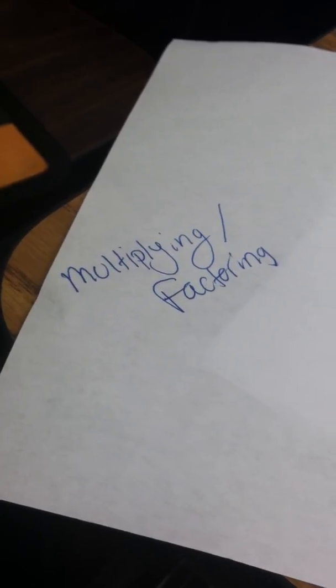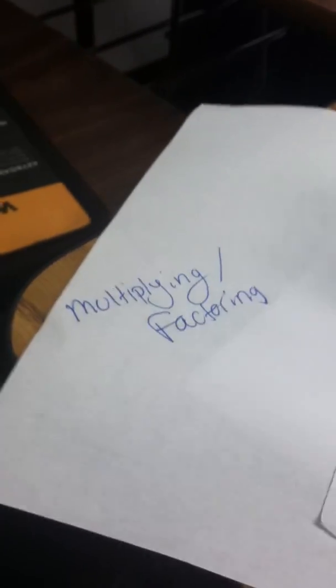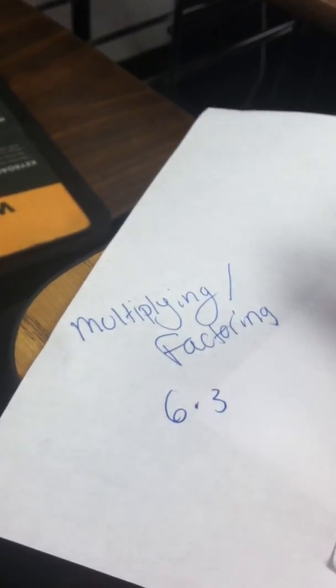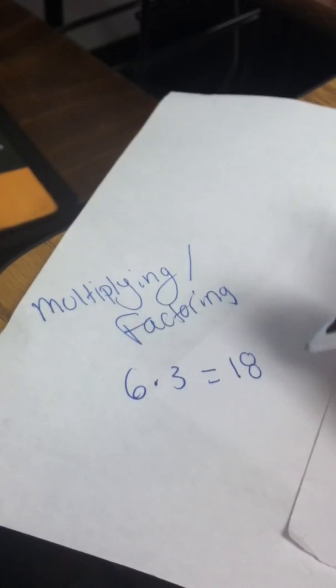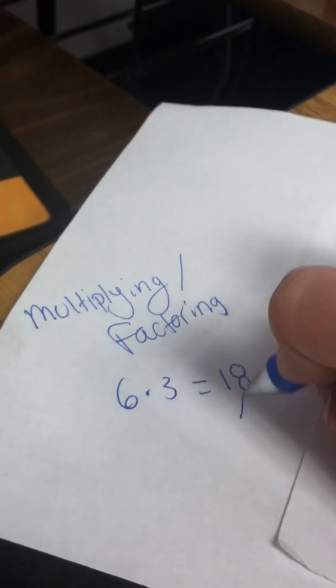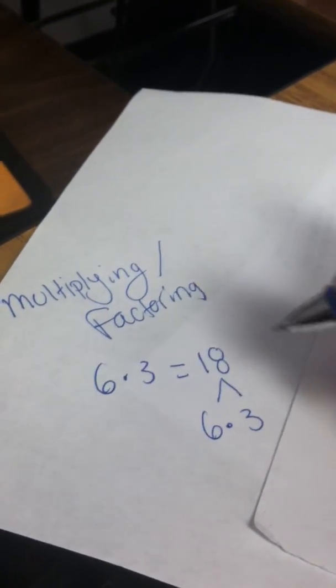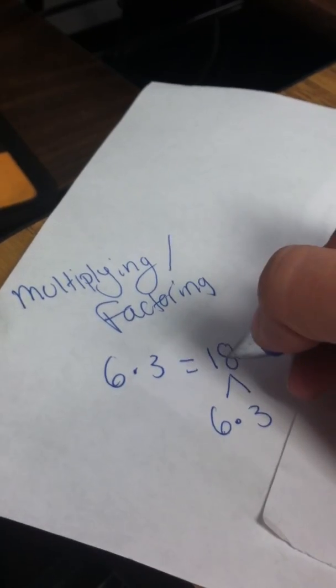Okay, this video is going to be a quick review on multiplying and factoring. If we think about what we know about multiplication and factoring from elementary school, we know things like 6 times 3 are factors of 18 because 6 times 3 is 18. So if we factor 18, we're breaking it into numbers that multiply to equal it. If we're multiplying, then we're multiplying two factors to go back to this.